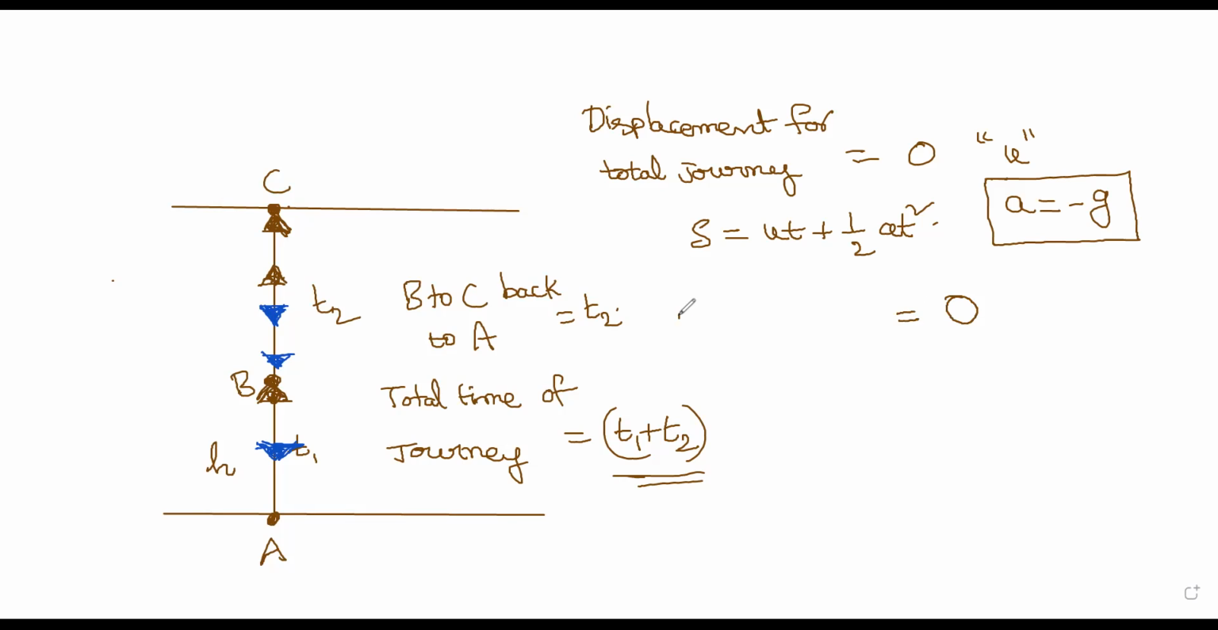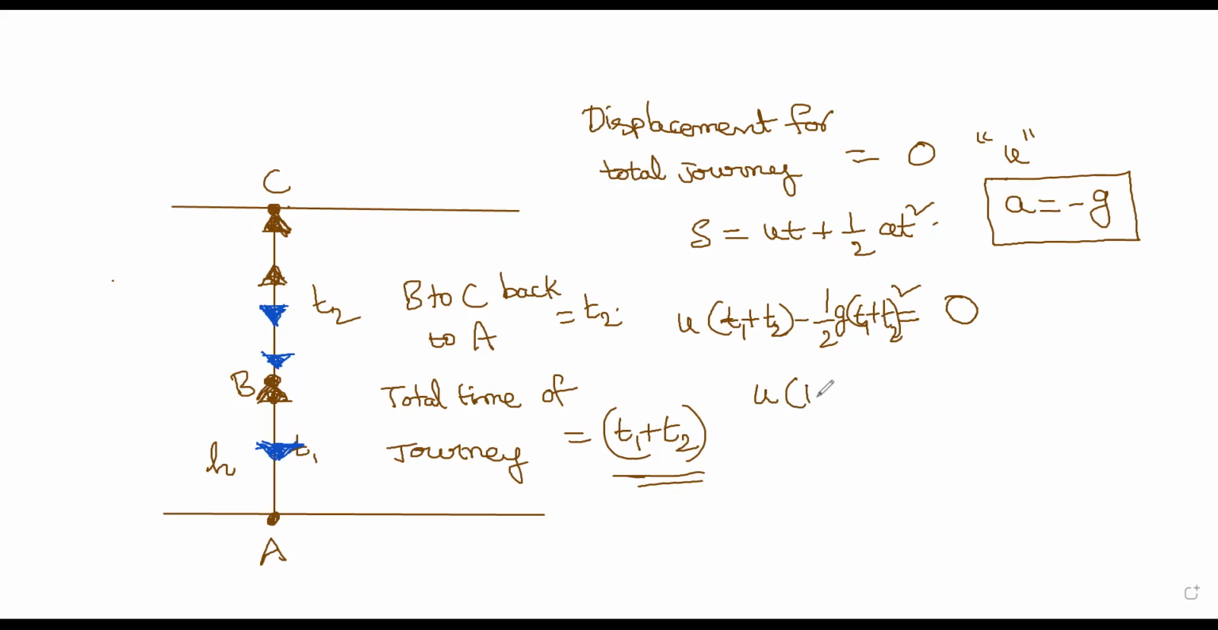And again, u into what is the total journey time? That is t1 plus t2. That is the total journey time. So u into t1 plus t2, minus half g into t1 plus t2 whole square, because a is minus g. That is equal to 0.